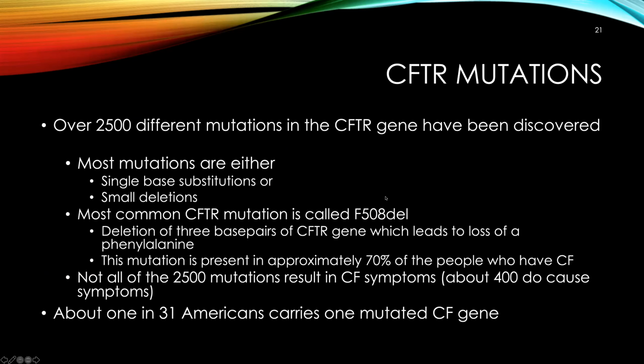Okay, CFTR mutations. There are over 2,500 different mutations in the CFTR gene. Most of the mutations are either single base pair substitutions or small deletions, like one base pair or 2 or 3 base pairs. The most common mutation is called F508del. That means that a phenylalanine residue at position 508 is deleted. And that causes a change in the protein, so it no longer transports chloride ions properly, and you get cystic fibrosis.